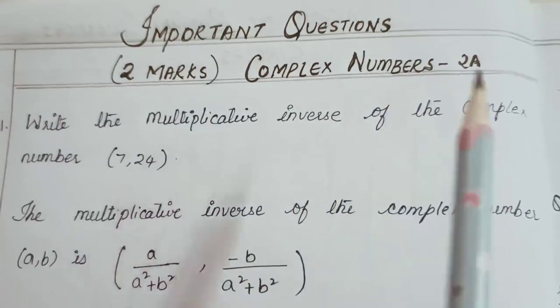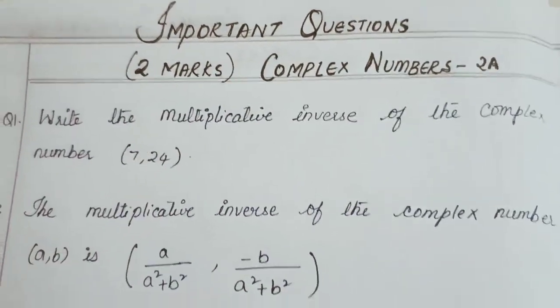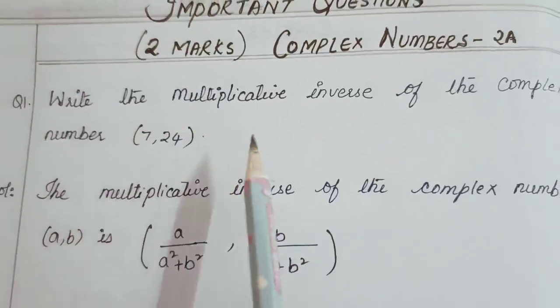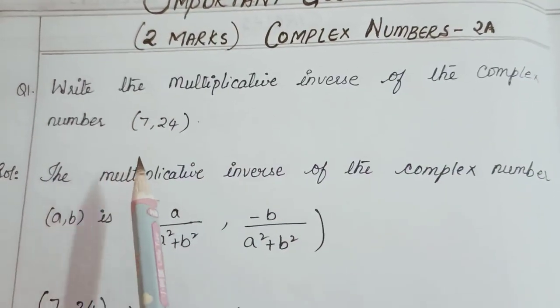Important questions of complex number. 2 marks questions. First question: write the multiplicative inverse of complex number 7, 24.